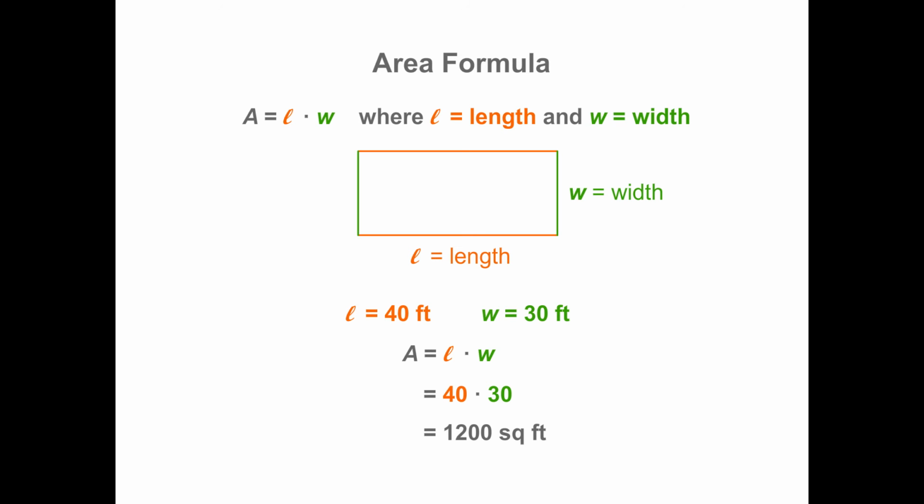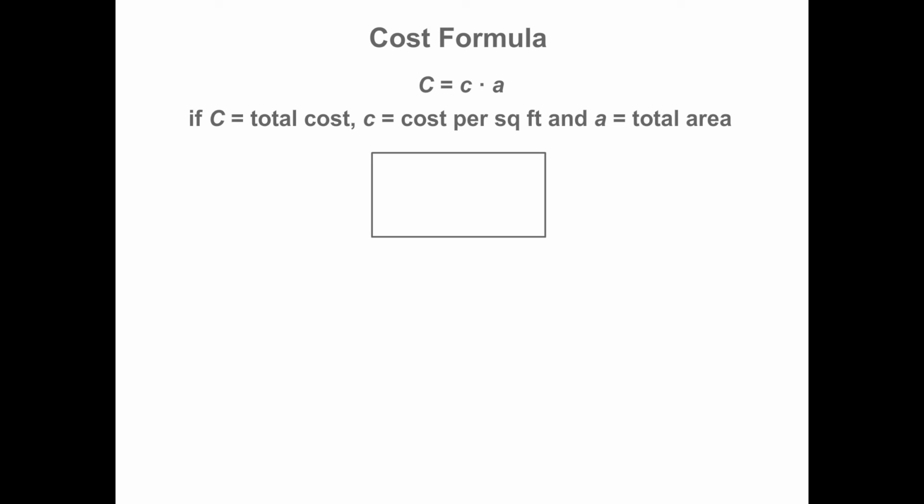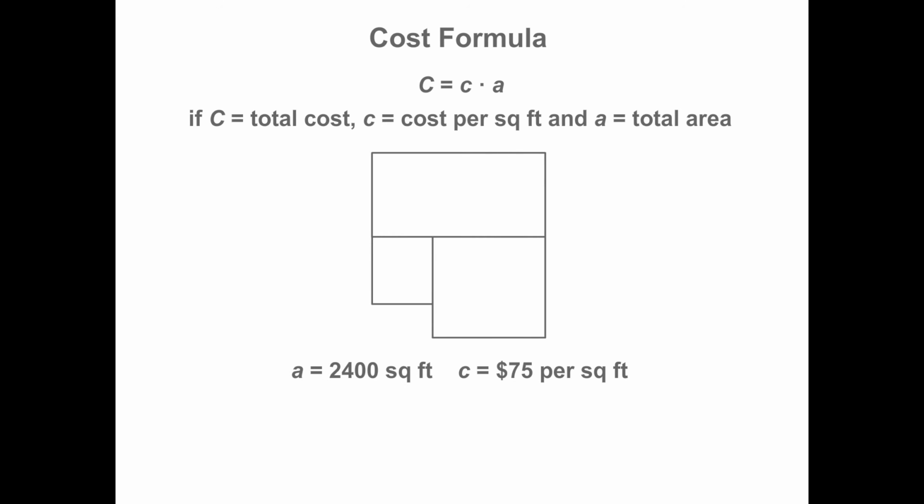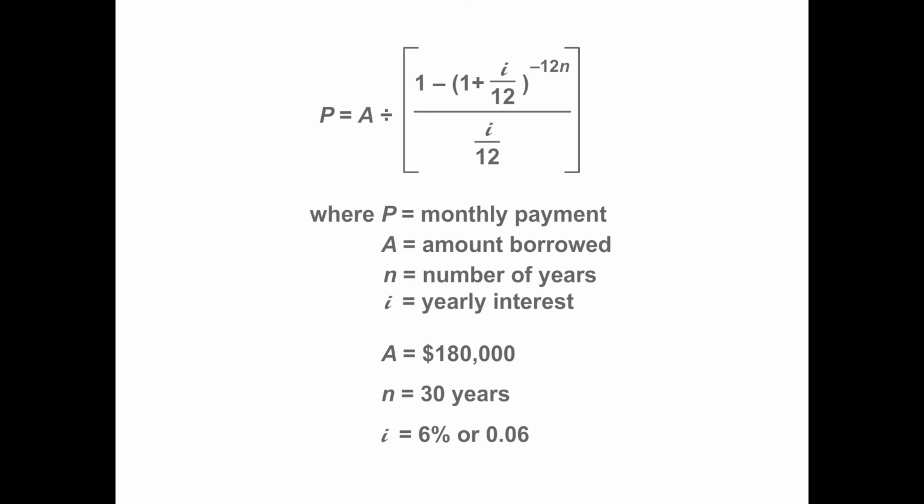Let's say you're planning to build a house. To estimate the cost, you need to know the total area. Using several rectangles, you determine that your house contains a total of 2,400 square feet. It costs approximately $75 per square foot to build a house in your area. You need $180,000.